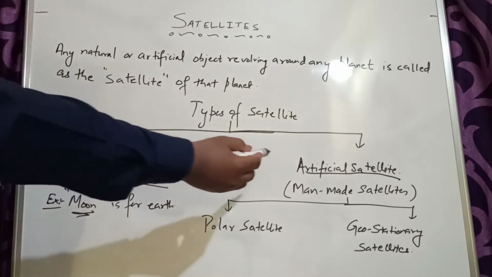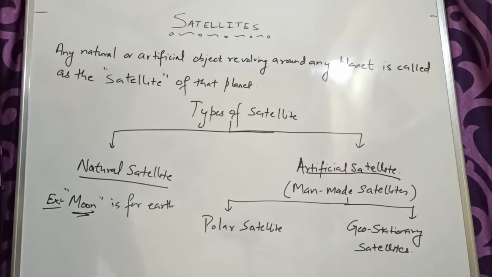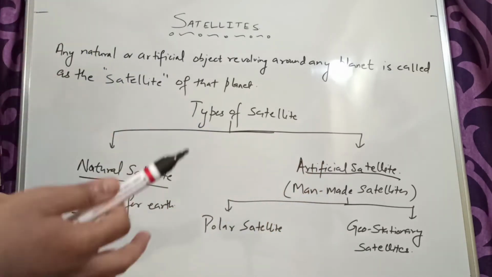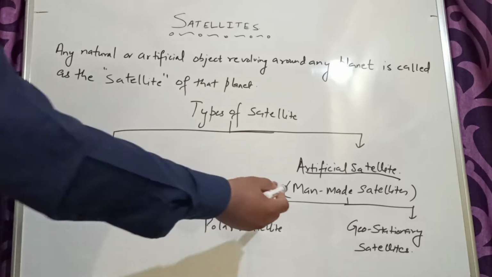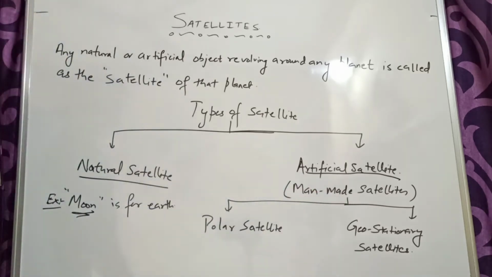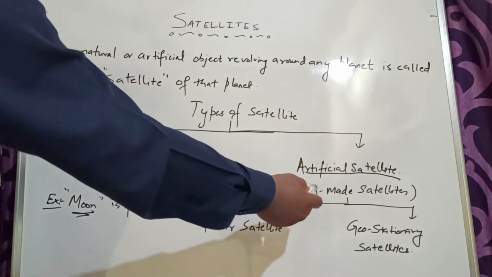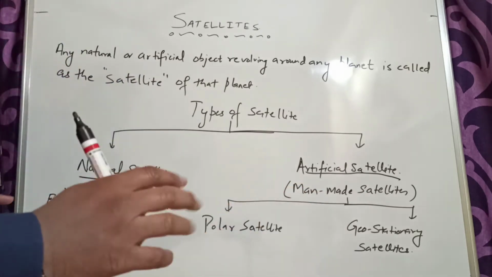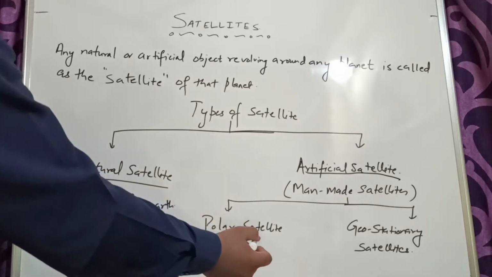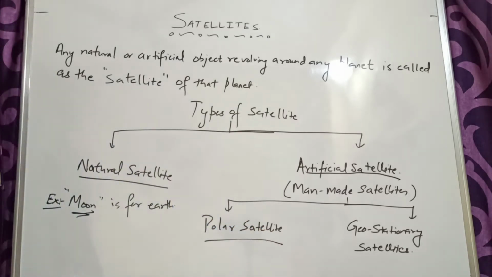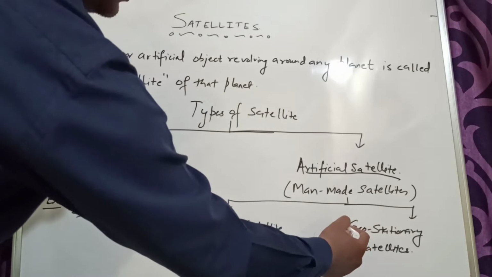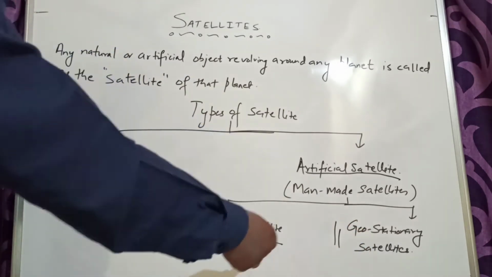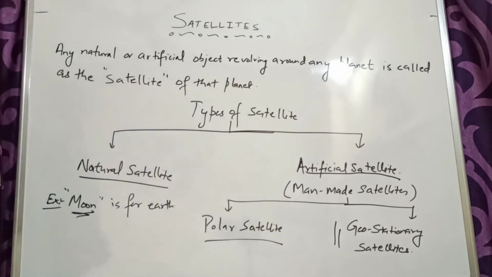Now come to the second part, which is artificial satellite. Artificial, as the name suggests, these are the satellites which are made by man, made by scientists or engineers. So these are also called man-made satellites. Now these man-made satellites are again divided into two parts. There are two types of artificial satellite. First is your polar satellite, and second is your geostationary satellite. So artificial satellites are of two types, polar satellite and geostationary satellite.